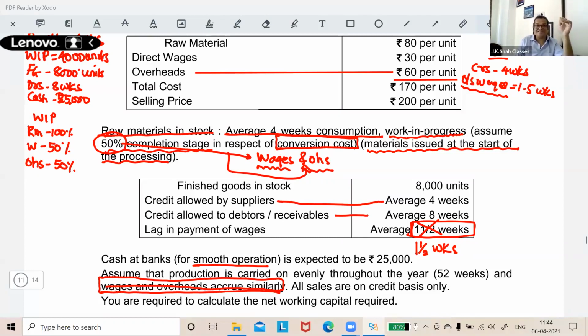It doesn't mean that. What does it mean? Overheads will be paid in cash. The moment they accrue, they are paid in cash. That's fair enough. Is that possible or not possible? Possible. So nothing is told about outstanding overheads. That means the overheads must be paid in cash. They don't give you any credit. All sales are on credit basis. Okay, fine. That's a normal thing to happen.